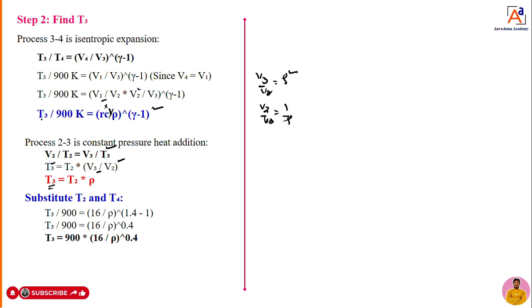But here I got the value of T3 is equal to T2 into rho. So can I simplify T3? What I will do is substitute this T3 value here, whatever I got. This I will substitute in this equation. Then what will happen? You can see now. So therefore T3 by 900 is equal to, what is the value of RC? That is RC 16. But rho I don't know, I will keep it here now. It is 16 divided by rho, that means 1 divided by rho to the power of 1.4 minus 1. So I will do simplification. I will take the value of T3 outside. So therefore T3 is equal to 900 into 16 divided by rho to the power of 0.4.